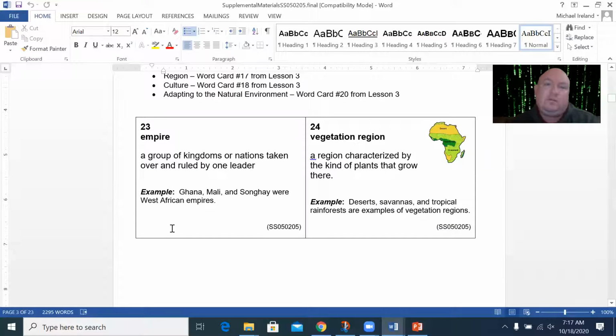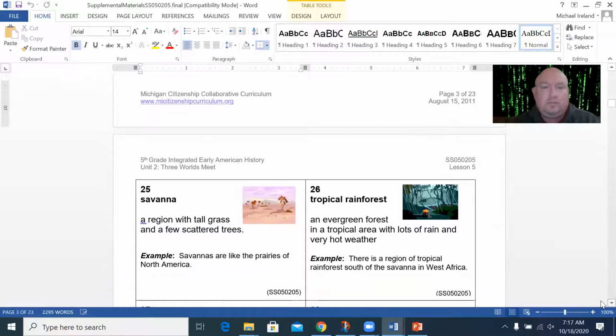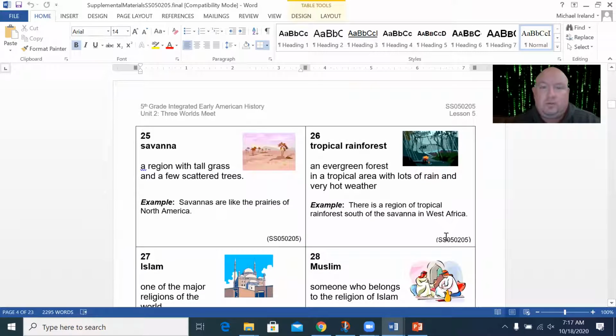Also, vocabulary that's helpful. A vegetation region is a region characterized by the kind of plants that grow there. An empire is a group of kingdoms or nations taken over and ruled by one leader. A savannah is a region with tall grass and a few scattered trees. So I picture the Great Plains would be similar. A tropical rainforest is an evergreen forest in a tropical area with lots of rain and hot, warm or very hot weather. We have temperate rainforests here in North America and the Pacific Northwest that we covered a little earlier, but it's not as hot there, so we don't call that tropical.